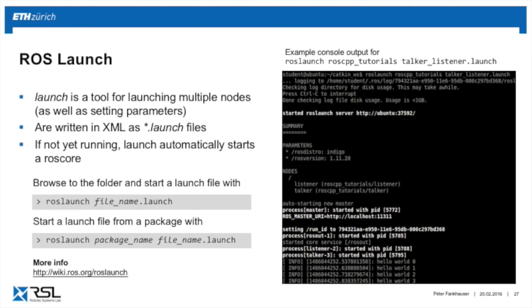As another example, we had the talker and the listener before. There exists a launch file which launches the two together, and you could use it by typing roslaunch roscpp_tutorials talker_listener.launch. This does the same work you did before, starts the talker and the listener together.